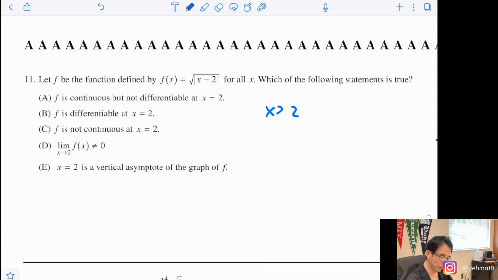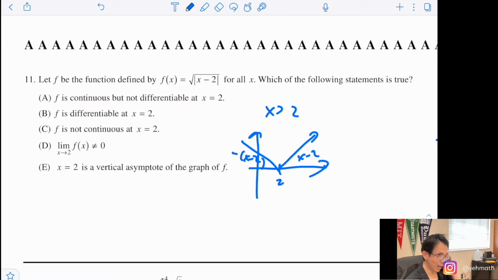Remember that we told you the absolute value of x minus 2. The absolute value of x is 2 here. This one is going to be x minus 2, and this part is going to be negative x minus 2. That's the absolute value part. So this is the absolute value function of x minus 2. On the right side, that basically breaks down to two functions: x minus 2 when x is greater than 2, and negative x minus 2 when x is less than 2. Does that make sense?